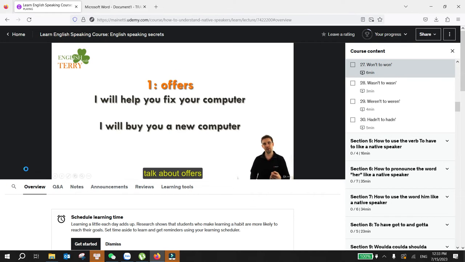When we want to talk about offers, and I mean spontaneous offers in the moment, you see a person with a problem and you offer to help. I will help you fix your computer. I will buy you a new computer, right? But it's the offers in the moment, the spontaneous.